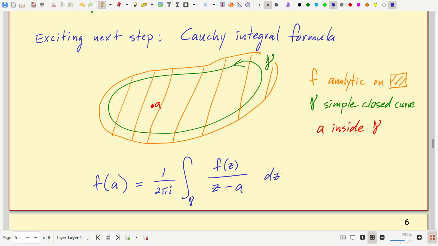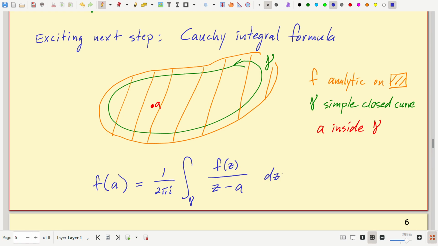So this is part of the residue theorem? Yes, you could think of this as a simple case of the residue theorem. The residue of that function inside the integral is going to be f of a. The residue theorem is a fancier version of the Cauchy integral formula. But here's why this is a mind-blowing thing.